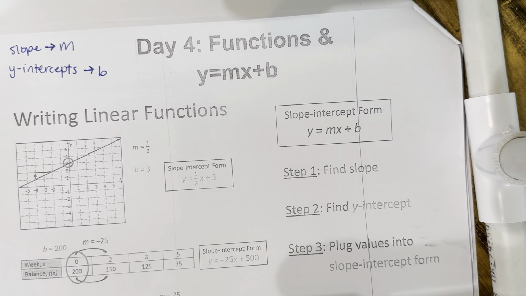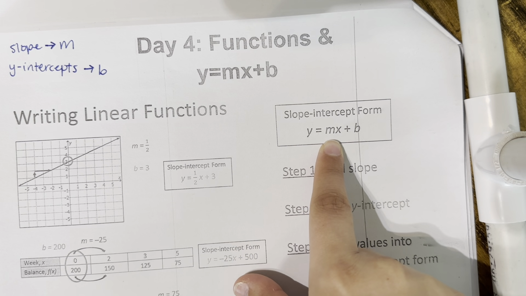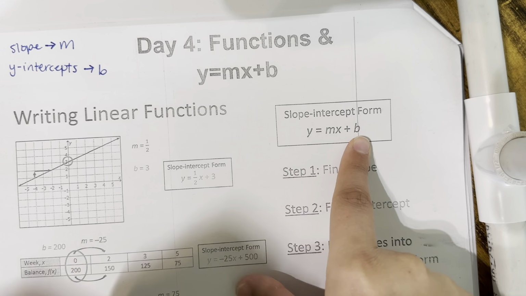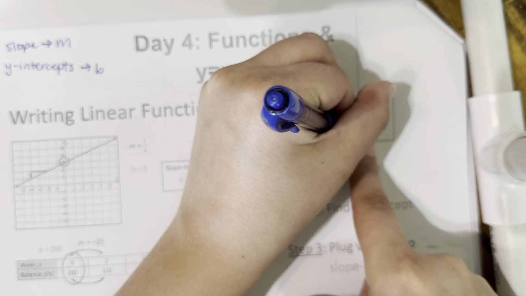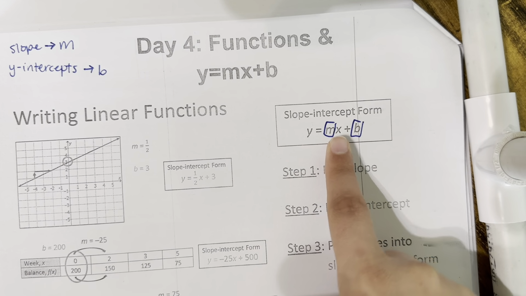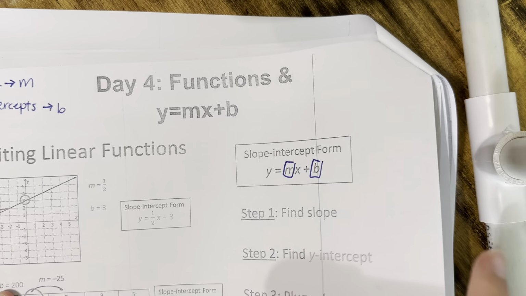So we can use our slope and our y-intercept, our m and our b, to plug into a specific form called slope-intercept form whenever we write this equation. So our equations are always going to be in this form, y equals mx plus b. Once we know the m and the b, I can plug it into this form, and there's my equation for that relationship.